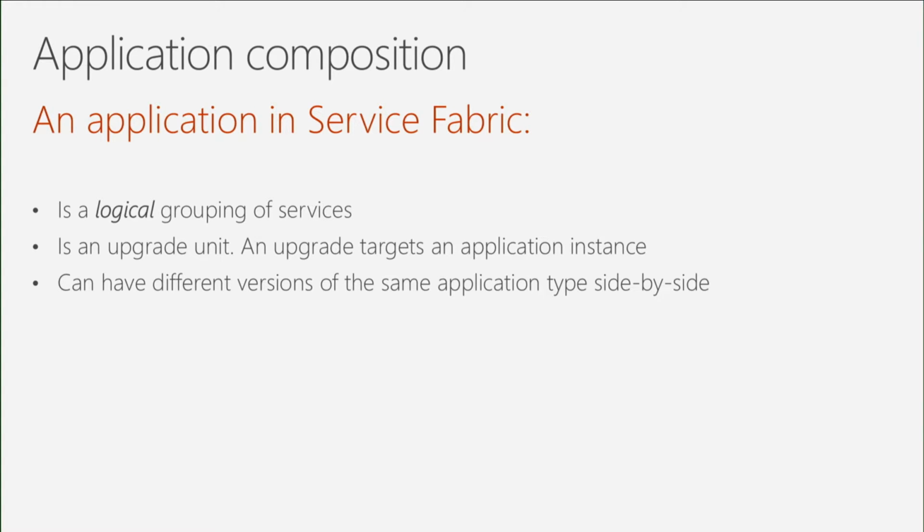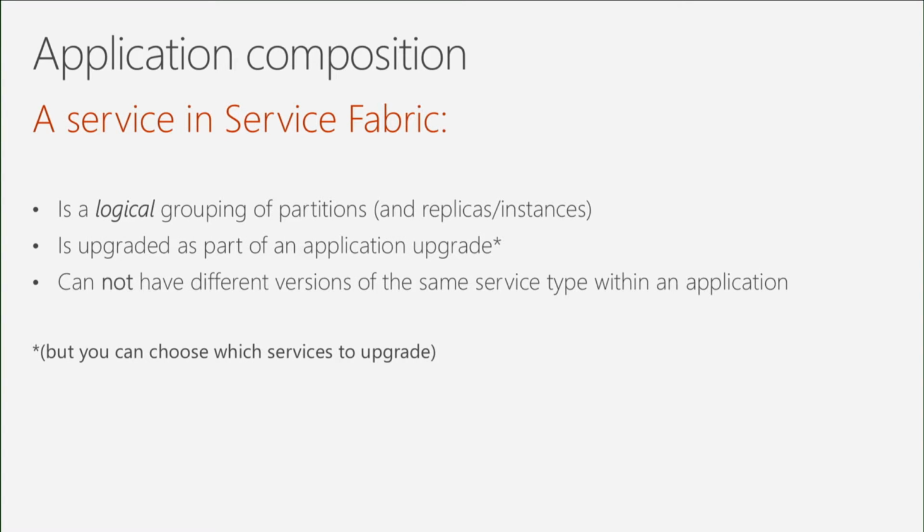So the application, again, is the logical grouping of services. This is the upgrade unit. This is what you target an upgrade at, and this is actually the only thing that can have versions side by side. Services, you can't have two different versions of the same service type in the same application. You cannot do that. You can only do that at the application level. So that's where that difference comes in.